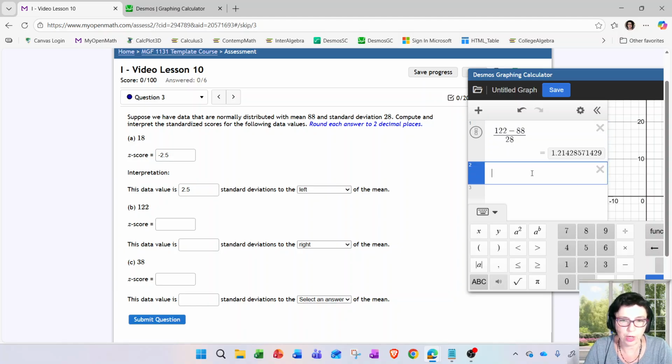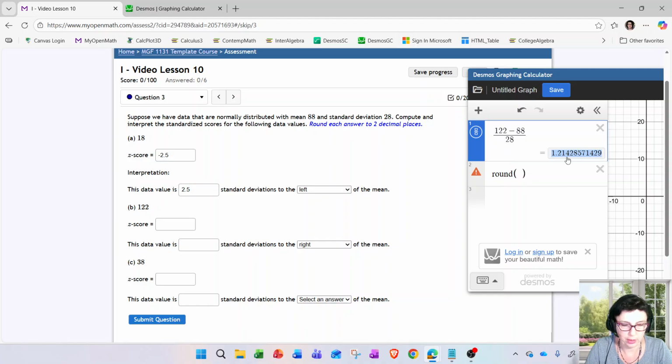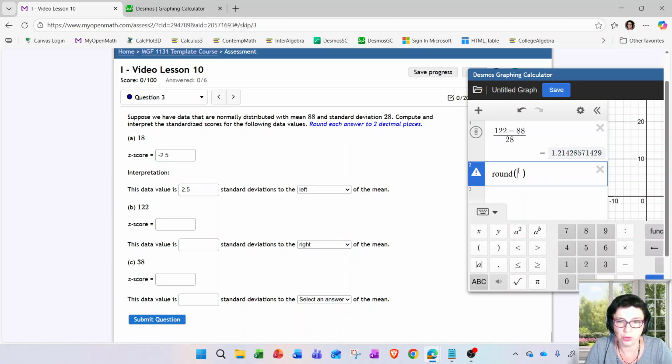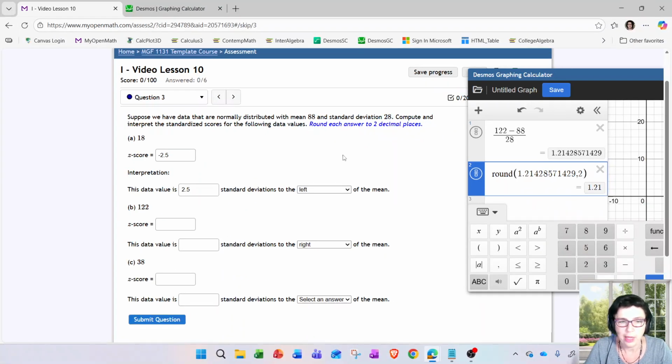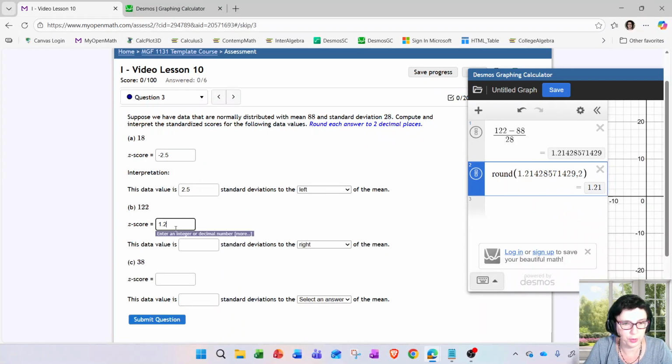Now, I want to round this to 2 decimal places. Before, I did not have to round, but this time I do. So I will just enter round, right? Then highlight the number, just click on it. Control C, Control V, or Command C, Command V if you're on a Mac, and then a comma and 2 decimal places. So why 2? Because over here it says 2 decimals, right? And so this number is 1.21.